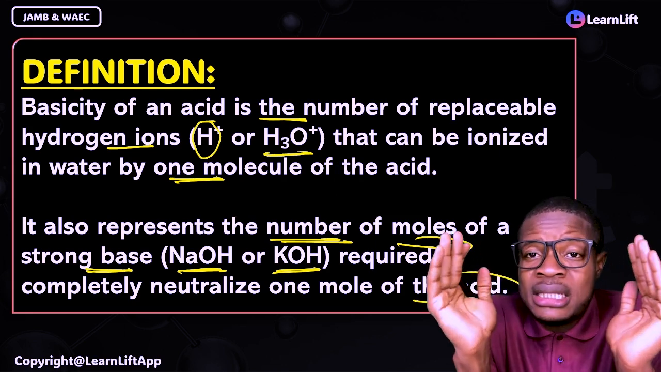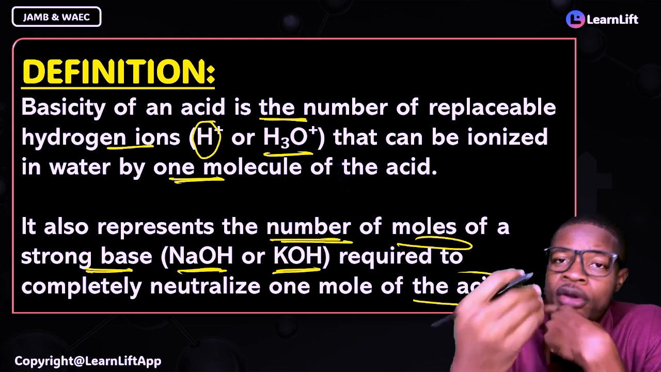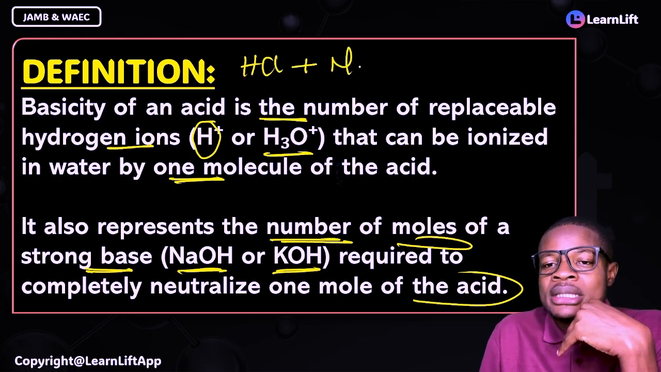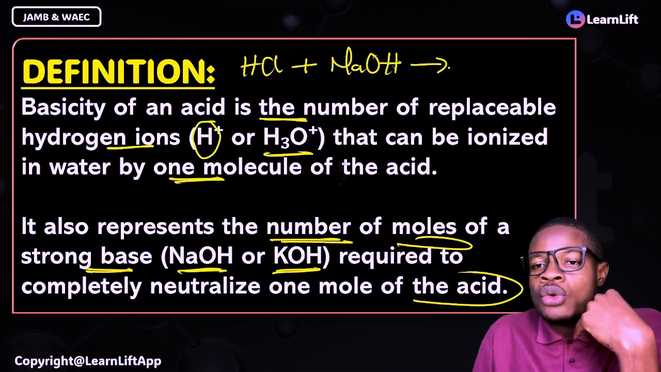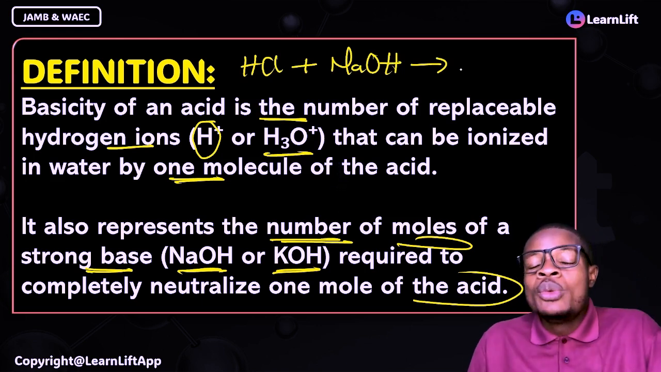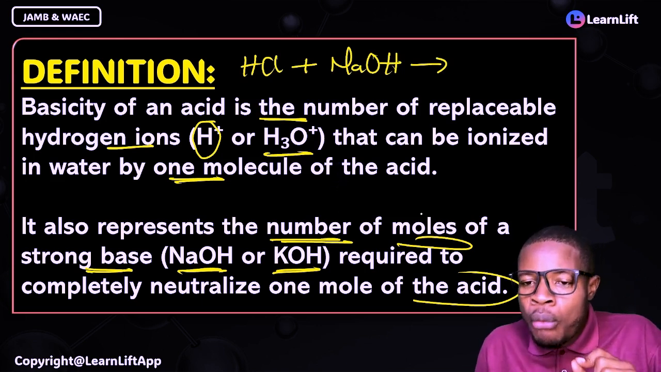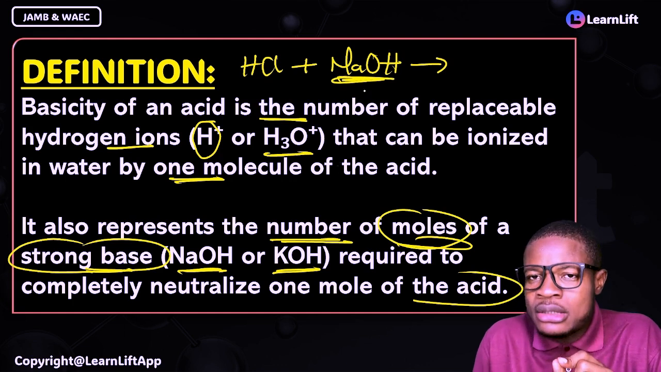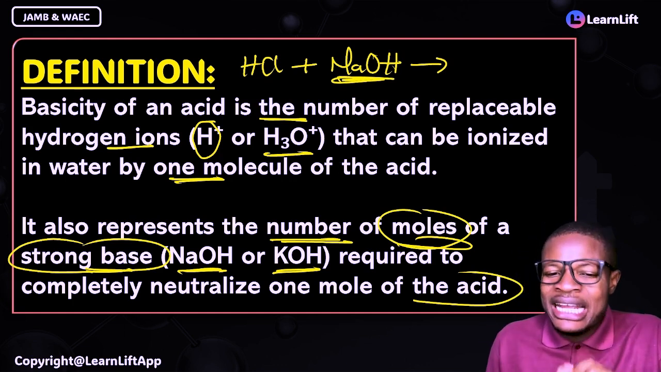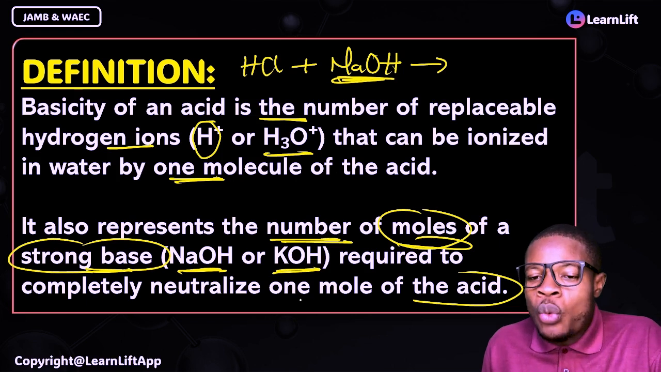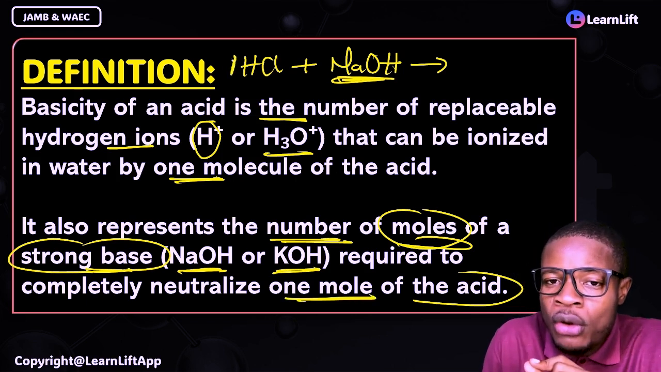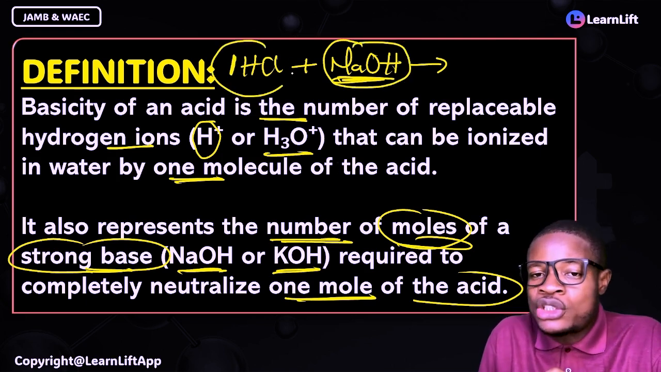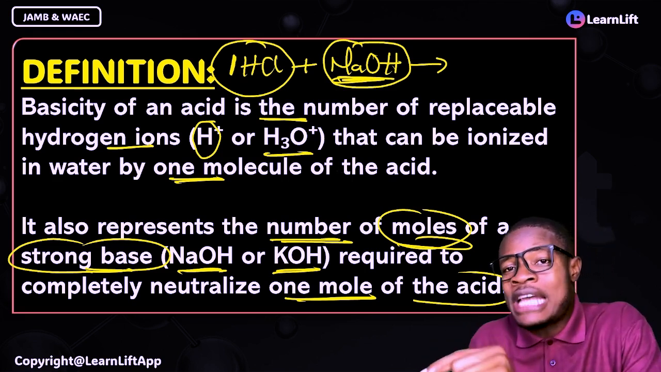I would like you not to cram anything. Understand this very well. For example, let's say we have an acid like HCl. If it reacts with a base like sodium hydroxide, what is it going to form? It's going to give you your salt and your water. We said that basicity of an acid is the number of moles of a strong base. How many of these bases do I need to neutralize or react with 1 mole of the acid? So this is 1 mole of the acid. How many moles of this base do I need to carry out a reaction with this acid to give me my salt and water?